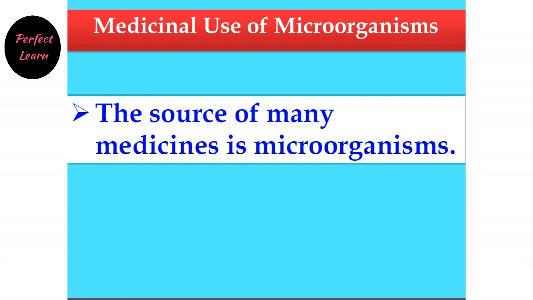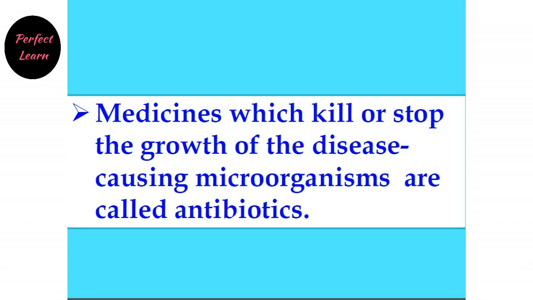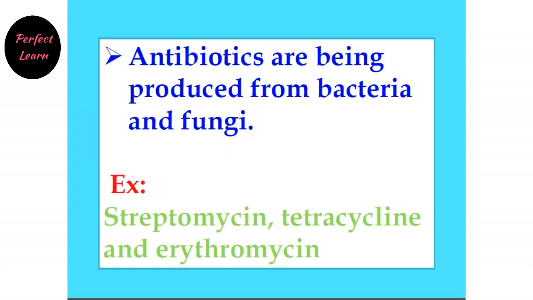Medicinal use of microorganisms. The source of many medicines is microorganisms. Medicines which kill or stop the growth of disease-causing microorganisms are called antibiotics. Antibiotics are being produced from bacteria and fungi. Examples: streptomycin, tetracycline and erythromycin.